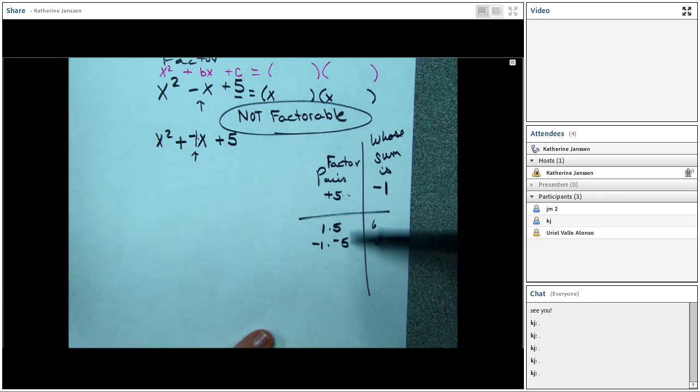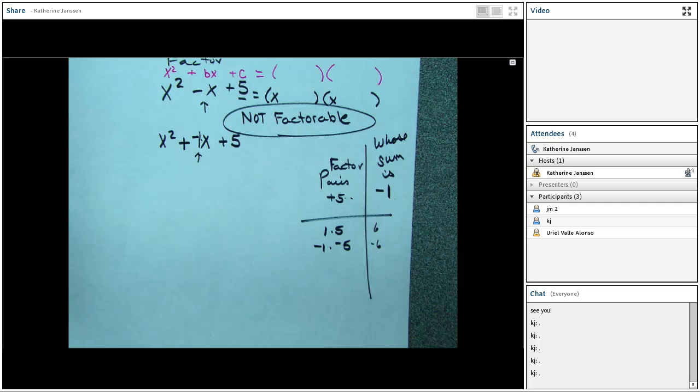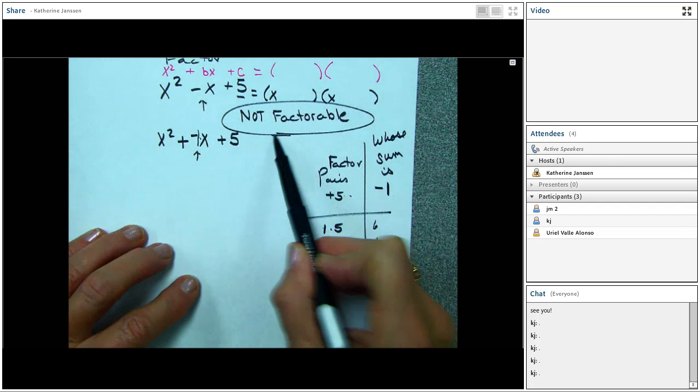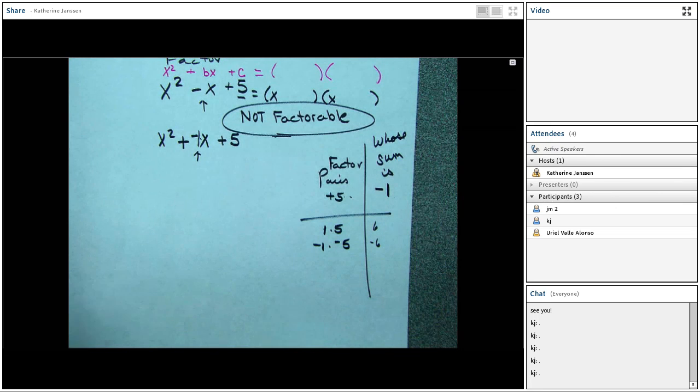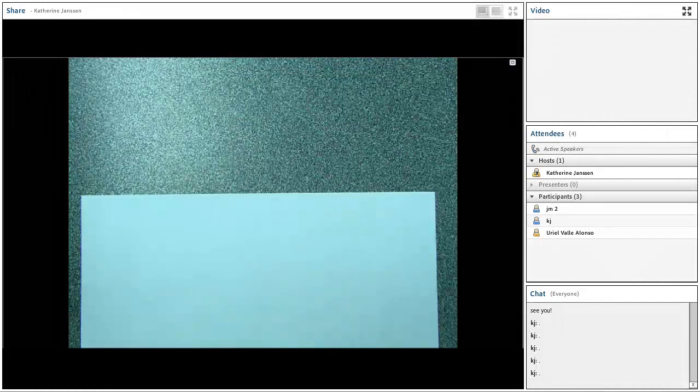So we had a reduced number of factor pairs. We could check them easily, and there's no combination where the factor pairs sum is equal to -1. So this is an example where it is not factorable. Special case, but we need to recognize it.